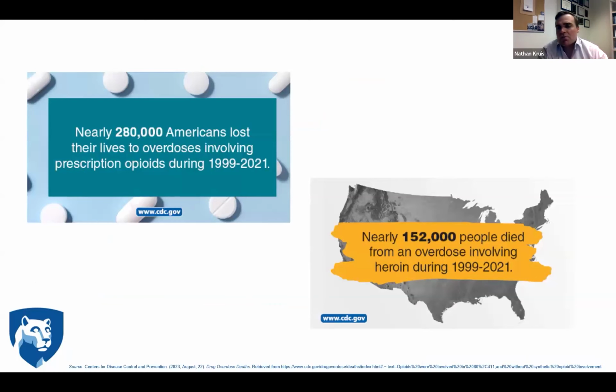Just to quantify some of these numbers a little further here, if we look at the data from 1999 to 2021, more than 280,000 Americans lost their lives to overdoses involving prescription opioids, and about 152,000 died from overdoses involving heroin. And unfortunately, too many of us have lost loved ones to this epidemic. Myself, I lost 2 cousins last year because of this crisis.